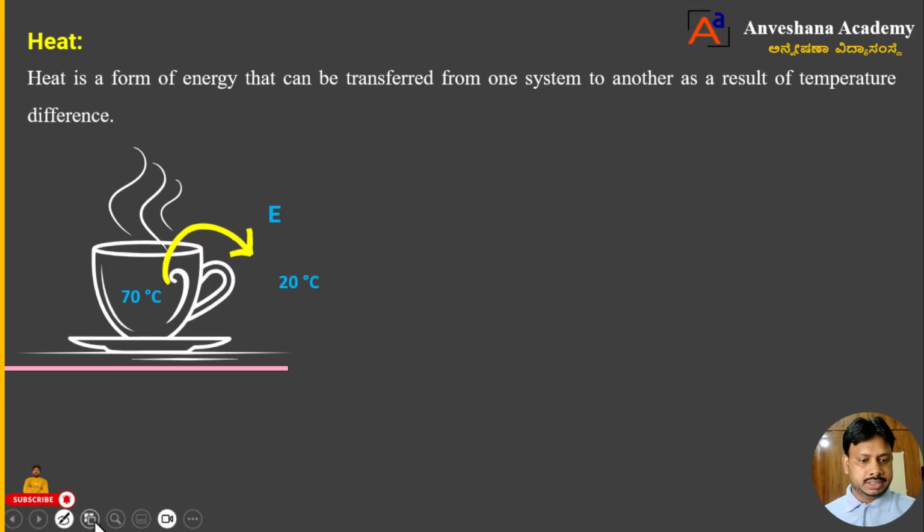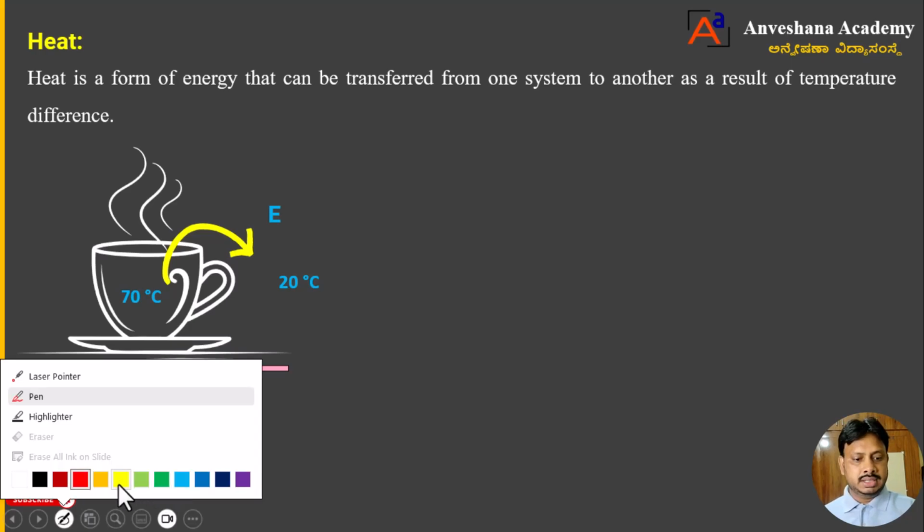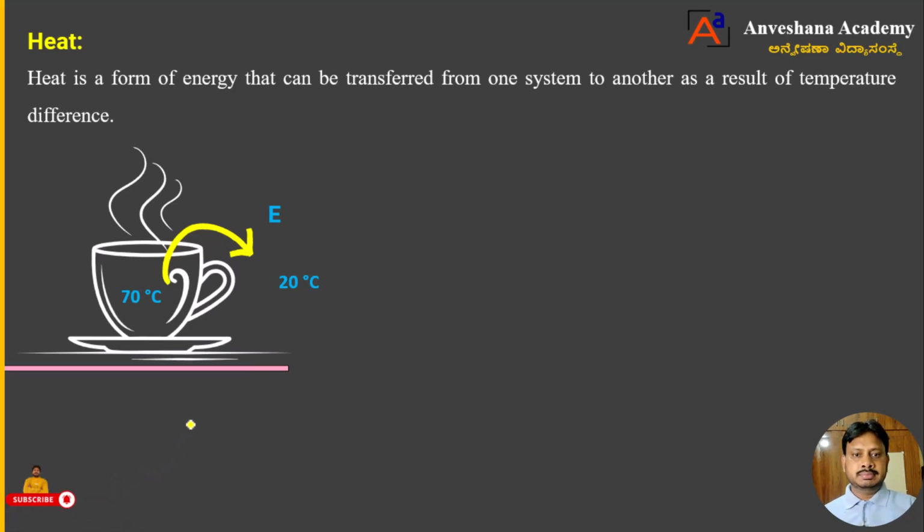Dear students, we understood what temperature is. Temperature is nothing but the measure or indication of the hotness or coldness of a system or a body, which can be expressed in degrees Celsius, Kelvin or Fahrenheit. With the help of temperature, we can determine the direction of heat energy flow, which we discussed in detail in the previous class. So the next topic is heat.